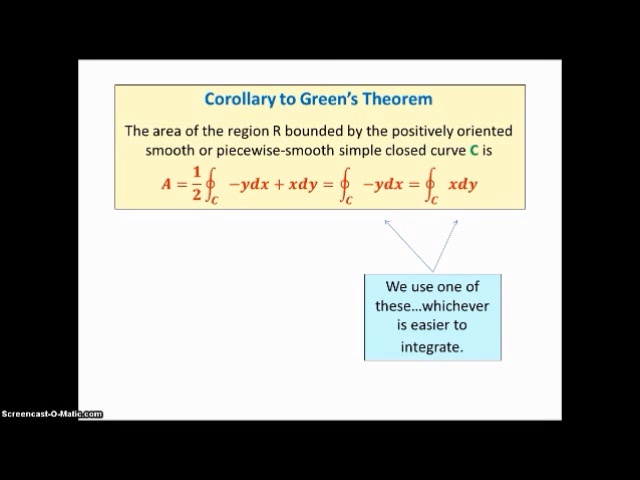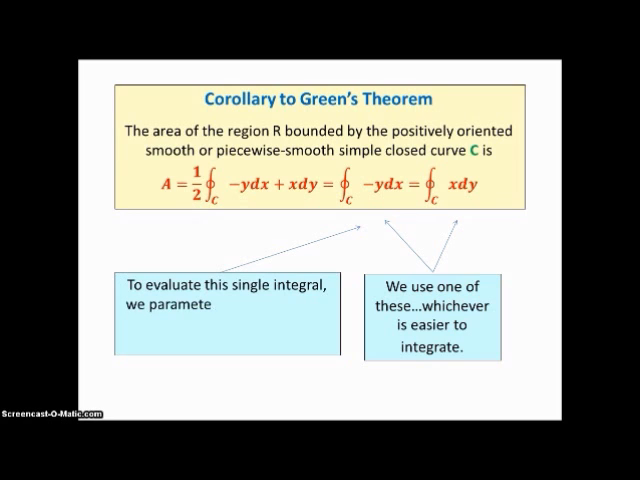Now, of course, you're going to have to have a way of finding the boundary curve. To evaluate this single integral, we parameterize C and convert x and y expressions into t expressions. And so if you can't parameterize C, then there's no point in doing area this way. You just go back and use your old methods.